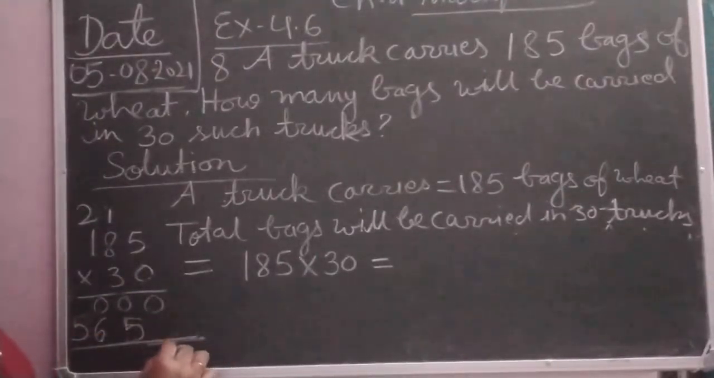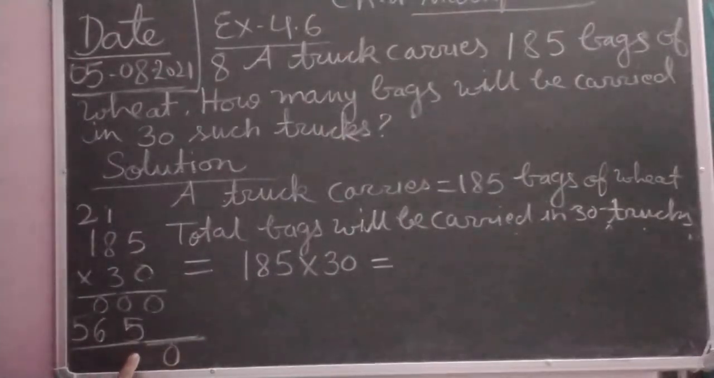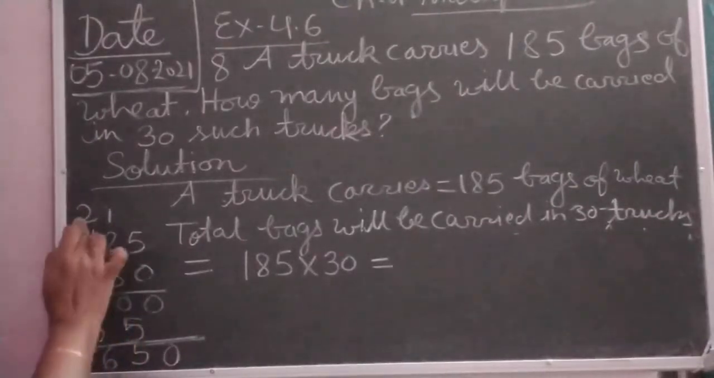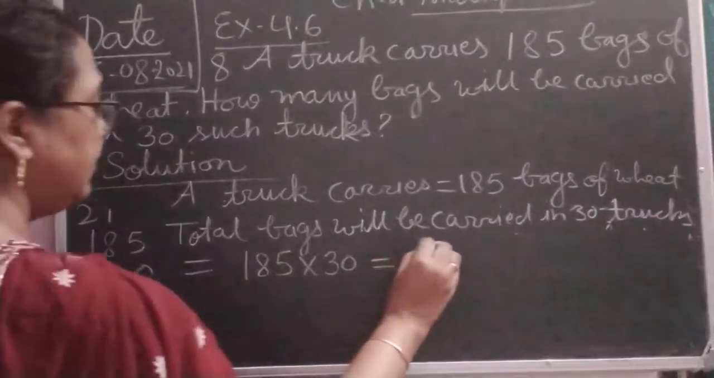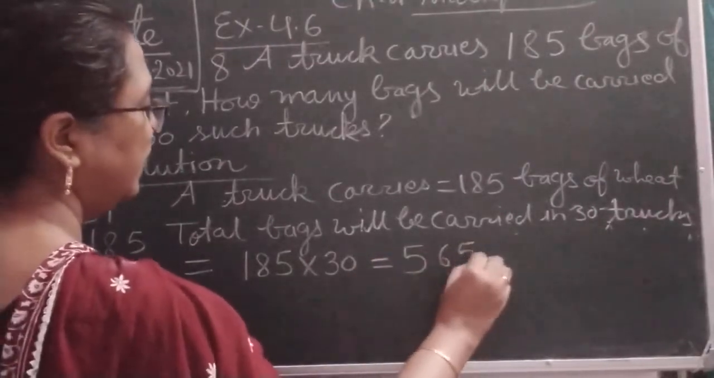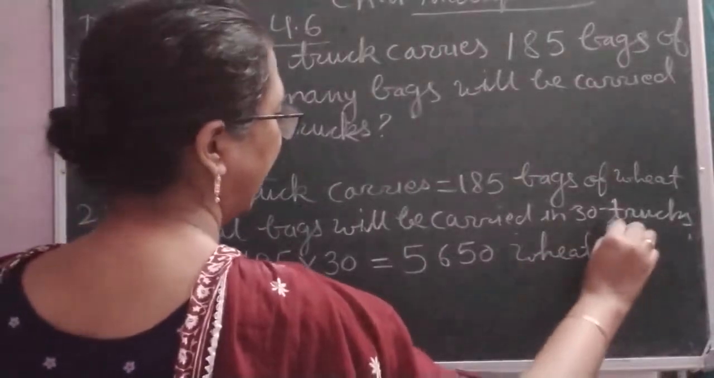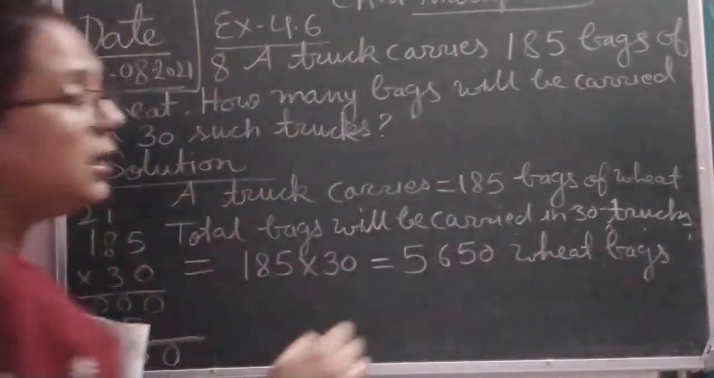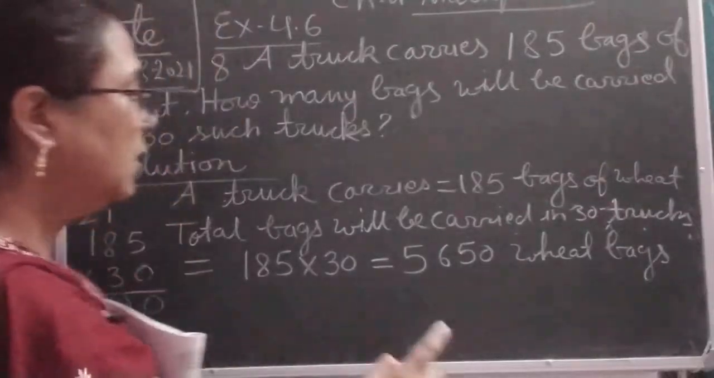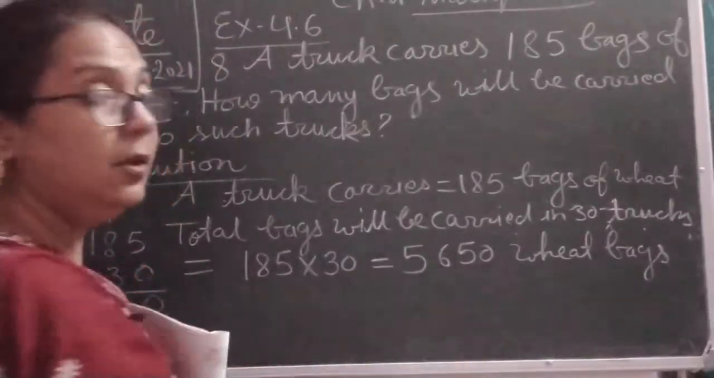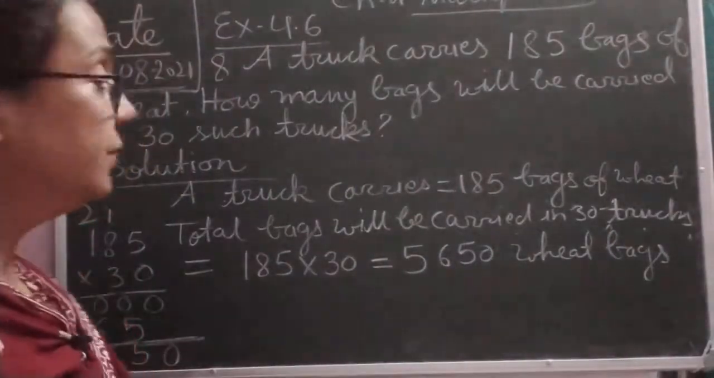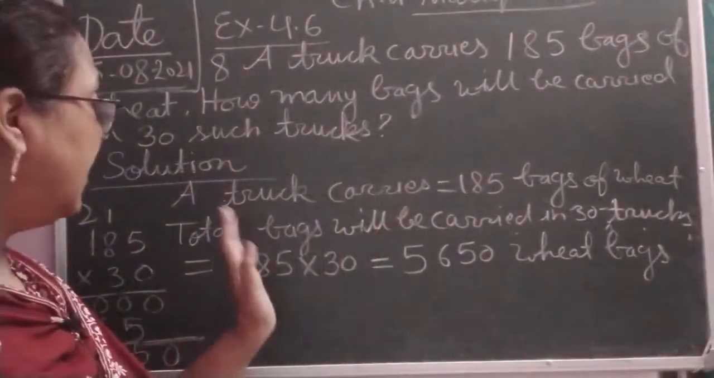Now children, 0, 0 and 5 when we will add, we will get 5. Now 0 and 6 when we will add, we will get 6 and here 5. Okay, 3 1s are 3 and 2 is 5. So here we will get 5,650 wheat bags. Okay, it means 30 trucks will be carried 5,650 wheat bags.